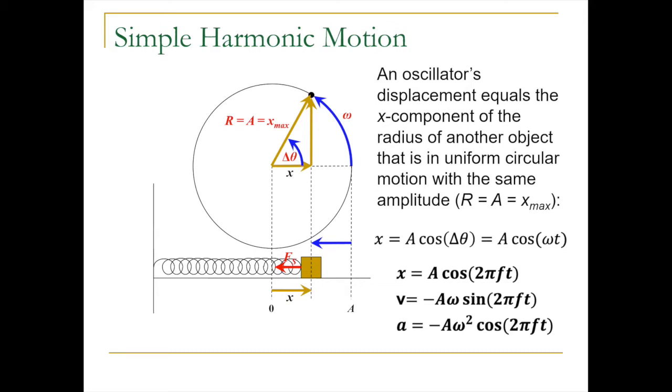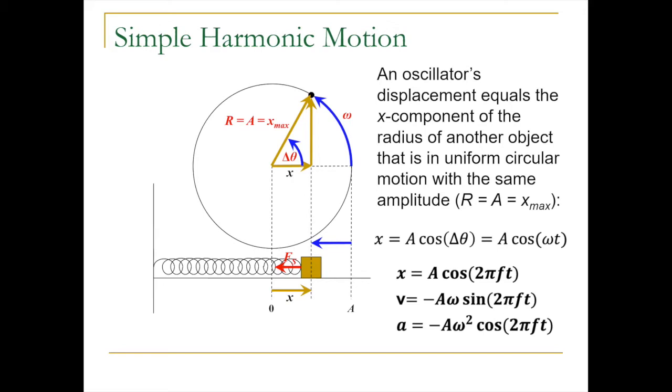So if we relate these quantities to our physical distances that we were talking about before, we can use some simple trigonometry to find the horizontal displacement of this block in terms of the angle and the amplitude. And so you'll see that we've labeled x to be A cos delta theta, but now instead of referring to it as delta theta, we're going to substitute in the angular velocity times the time of travel.